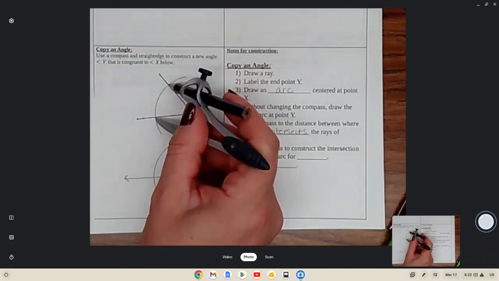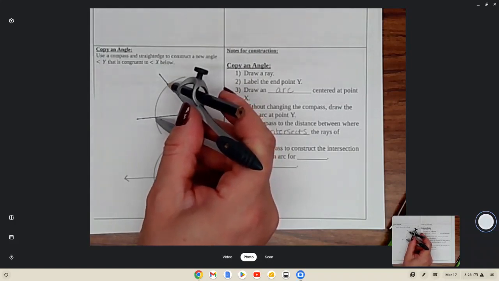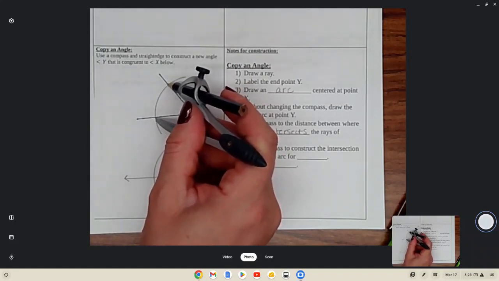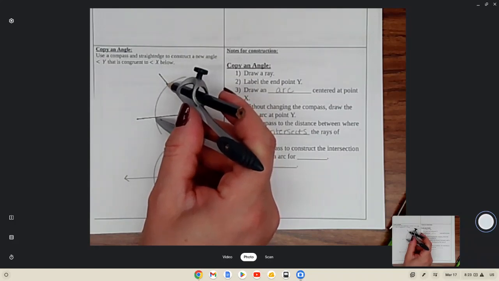So where that arc intersects the rays, you want to put the pin on one intersection. You want to put the pencil on the other intersection, like this. Okay. So it should be open that amount. It should be similar to what your arc was. You may have to adjust it a little tiny bit.